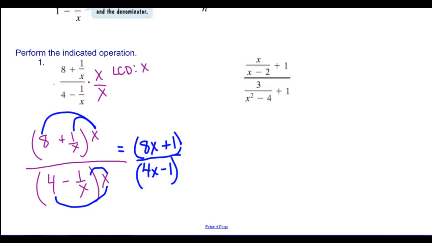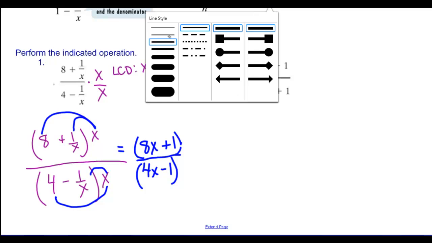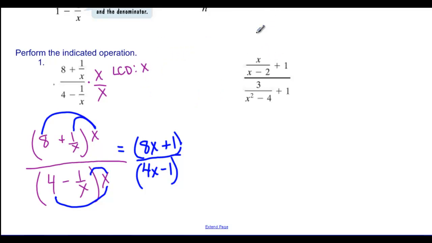Alright, let's look at the next example. So the next one takes a little bit more thinking. So if we look at the denominators in the top and the bottom, we're going to see x minus 2 and x squared minus 4. Well, for our LCD, we know for sure there'll be an x minus 2 in there. And then we need to factor this x squared minus 4 to see what's going on. So just as some side work, x squared minus 4 is the difference of squares, and so we can factor that into x plus 2 and x minus 2.